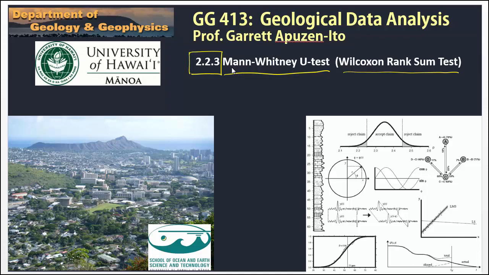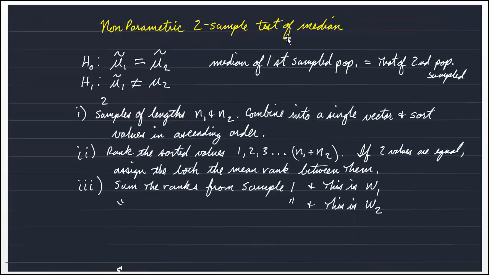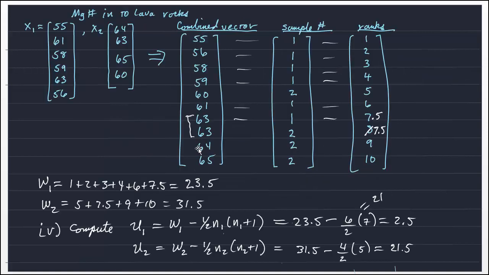So finishing up our explanation of the Mann-Whitney U-test, which again is a non-parametric two-sample test of the median. We took our two samples, which could have the same or different lengths, and we combined them into a single vector containing all the measurements, and we sorted the values in ascending order, associated each of those values with each sample, and then ranked the values from 1 to n1 plus n2. The third step was to compute W's, the rank sums.